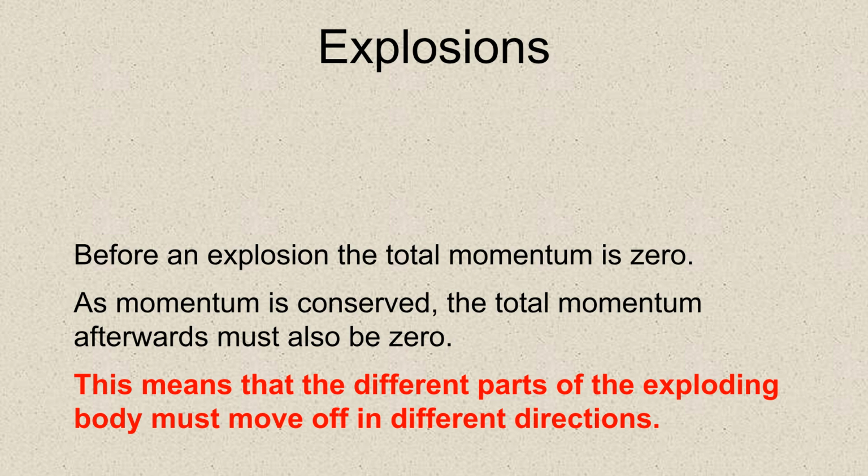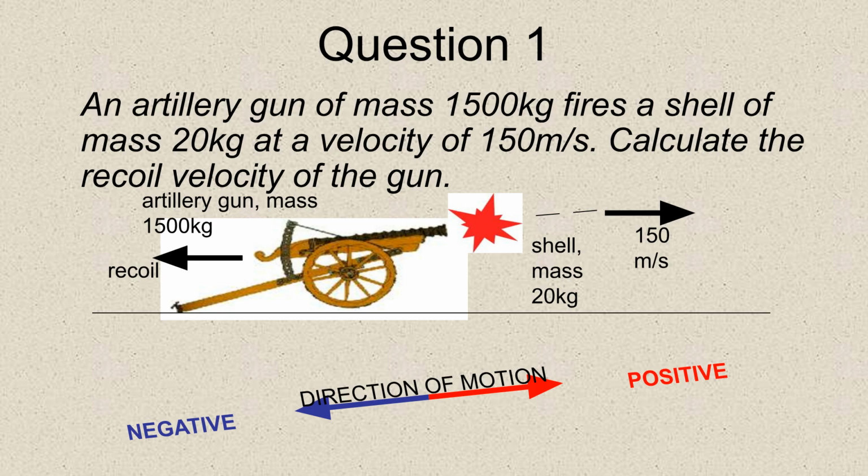For explosions, the total momentum before the explosion is 0. Because momentum is conserved, the total momentum afterward must also be 0, meaning the parts must move in different directions. An artillery gun of mass 1,500 kilograms fires a 20 kilogram shell at 150 meters per second. Calculate the recoil velocity of the gun.